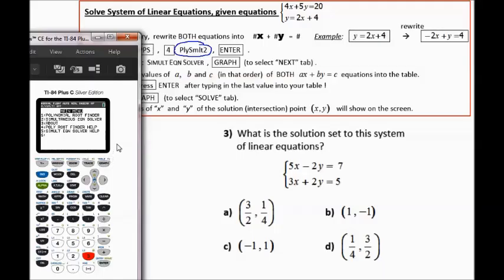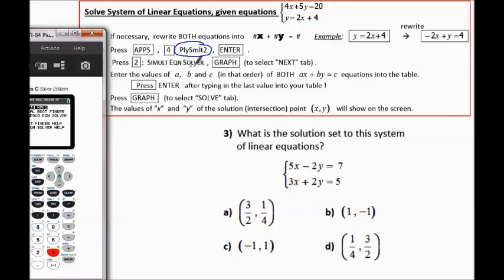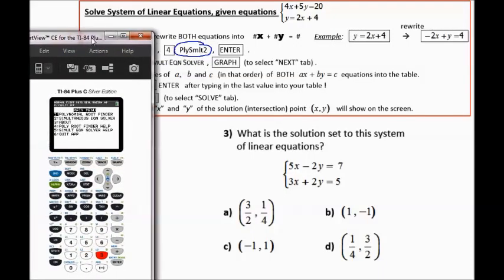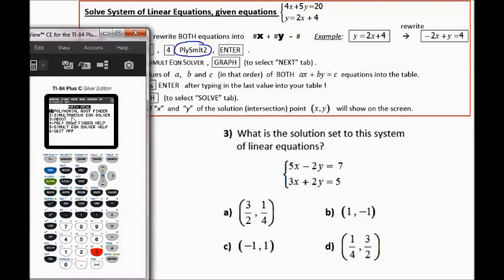Then in your instructions, it says right here, press 2, simultaneous equation solver. That's what we're going to be pressing. This second option, simultaneous equation solver. So you press 2.